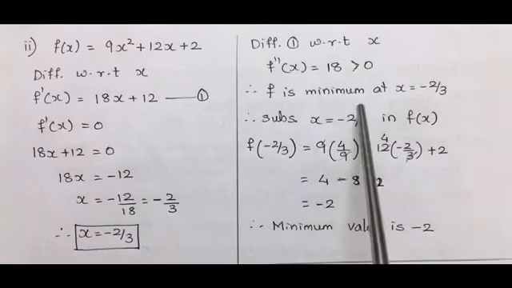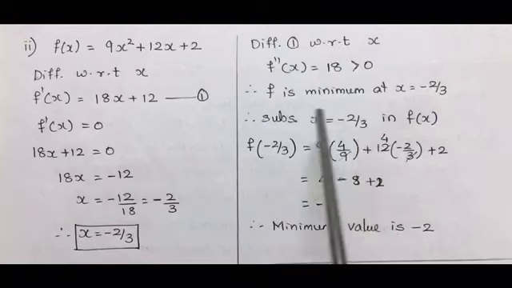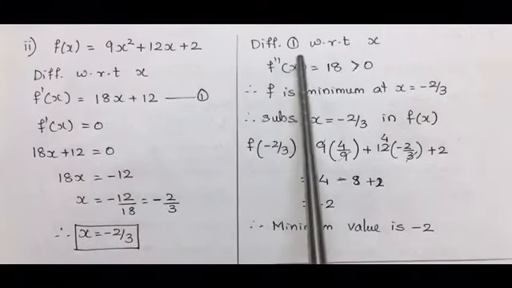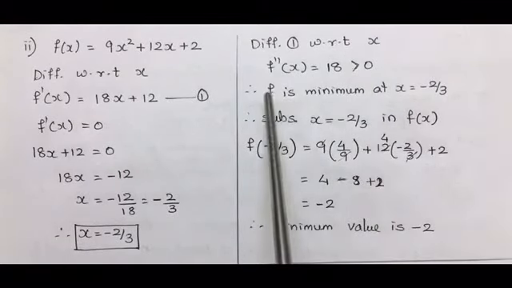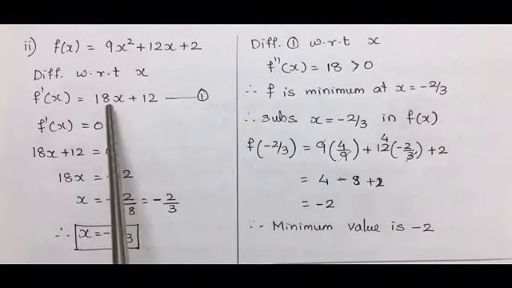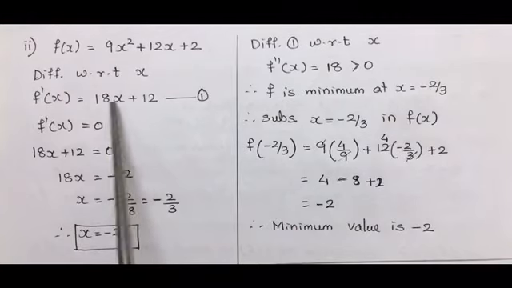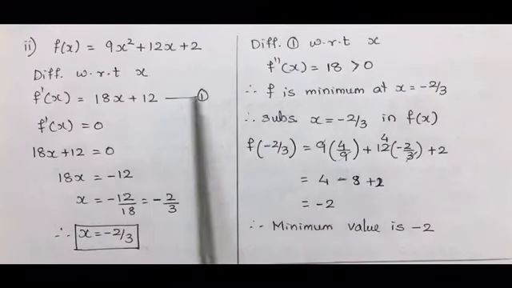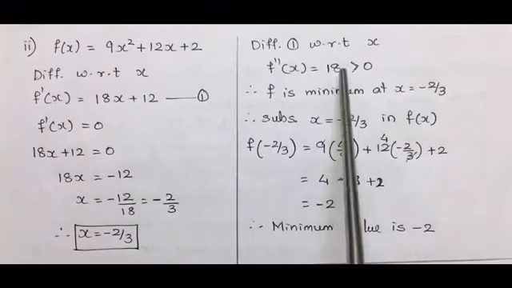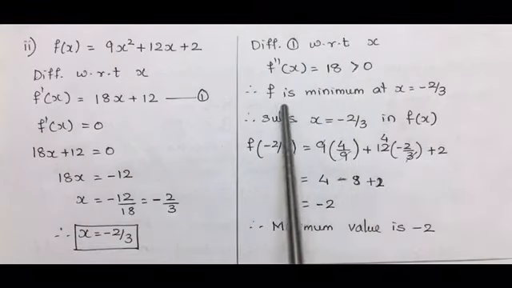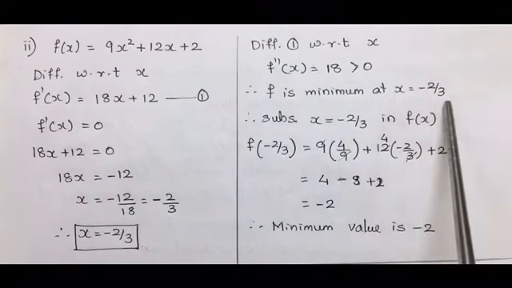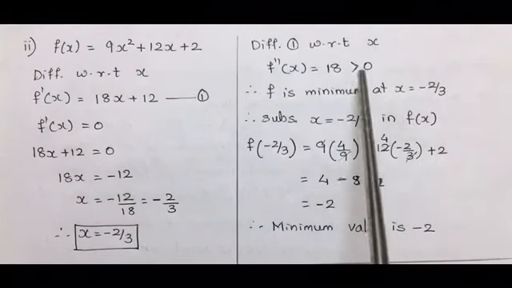Now to find whether it is minimum or maximum, for that differentiating 1, that is the first derivative, again differentiating with respect to x. That makes it f double dash x. Now f double dash x is the derivative of 18x becomes 18. 12 derivative is 0. So only 18 we got. As 18 is greater than 0, therefore f is minimum at x equal to minus 2 by 3. As it is positive, it will be minimum.